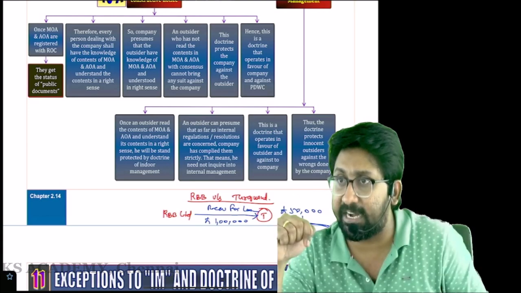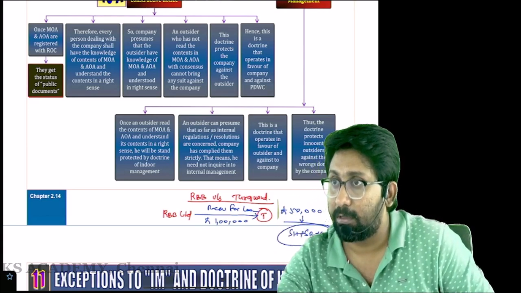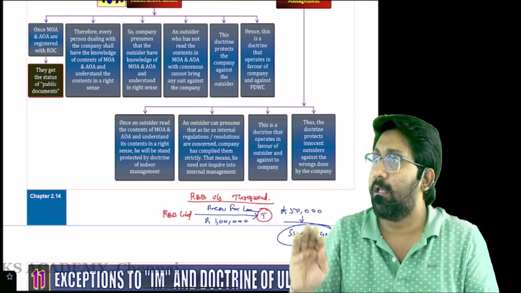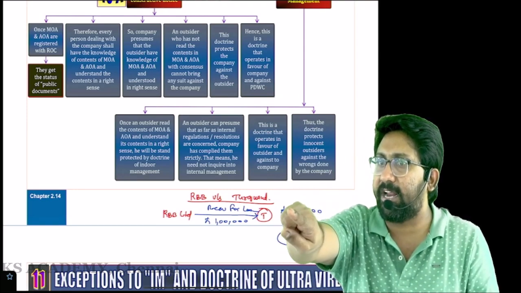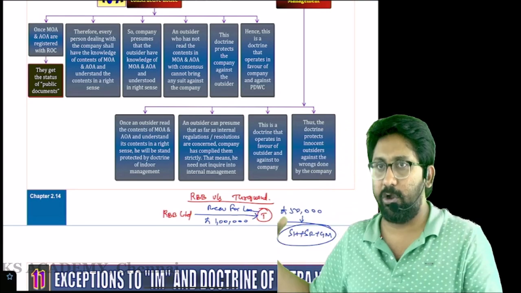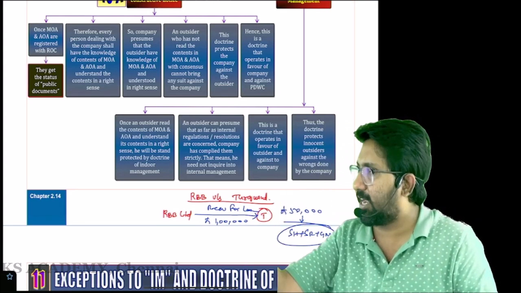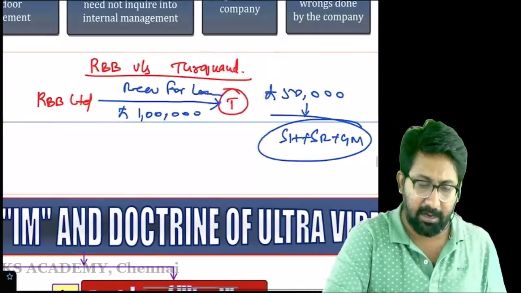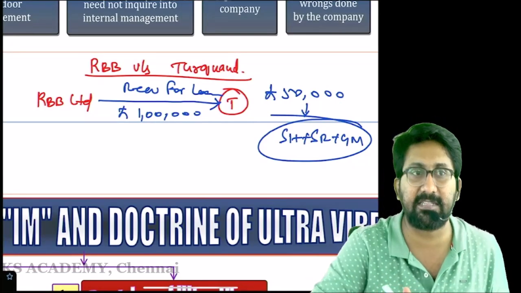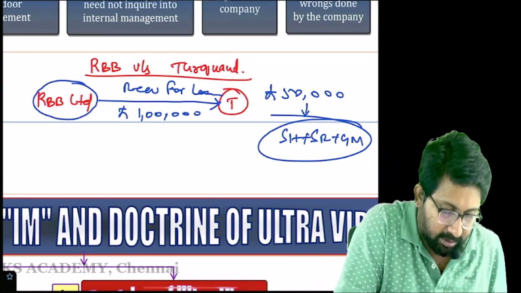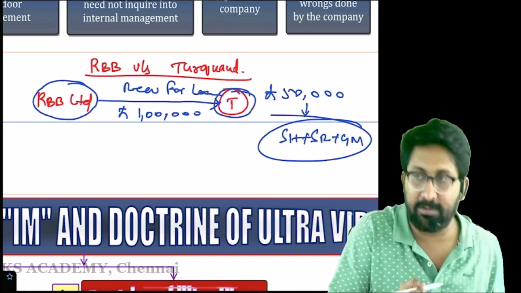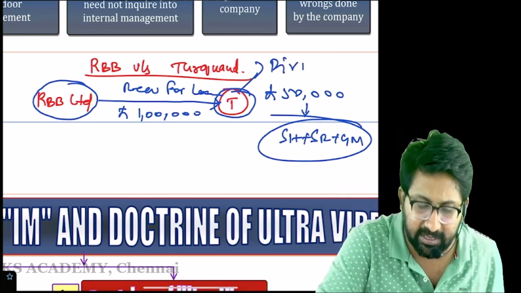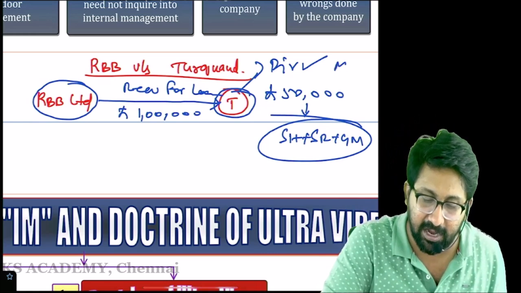Does the doctrine protect insiders or outsiders? These two doctrines, do they protect insiders or outsiders? Constructive notice protects the company. Indoor management protects the outsider. Can I take a director? Anyone, for example, in this case, T is there. Who approached whom? T has read. Who is T in our example? Change the example. Director.